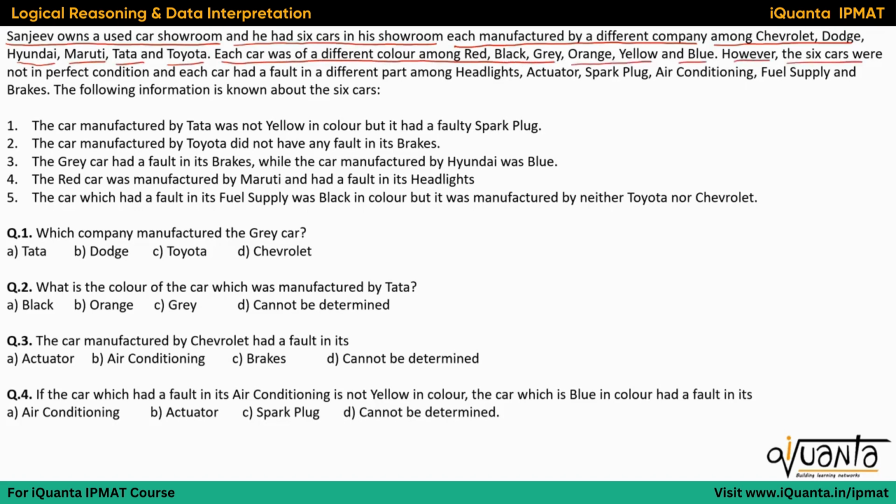However, the 6 cars were not in perfect condition and each car had a fault in a different part among headlights, actuator, spark plug, air conditioning, fuel supply and brakes. The following information is known about the 6 cars. So we have been given some clues regarding the cars, their colors and the faults they have in different parts. So basically we have to relate the company of a car, its color and the fault it has. So let us form such a table.